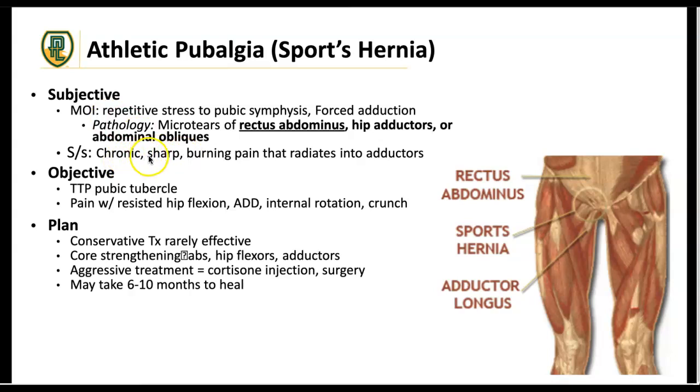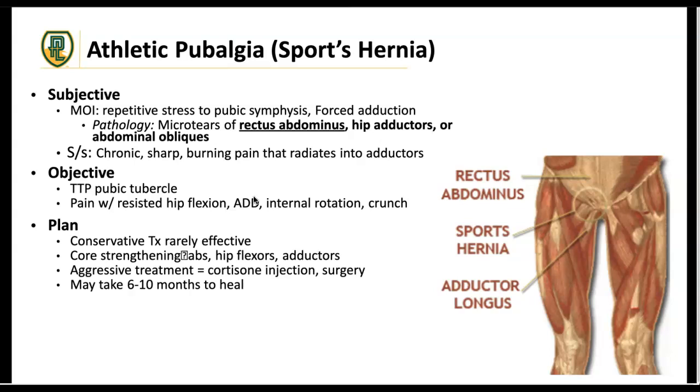Signs and symptoms: chronic, sharp, burning pain that radiates into the adductor region. And then we can also see that they might have pain at the pubic tubercle, right? So what do we do to see if it's a sports hernia? They're most often going to have pain with resisted hip flexion, adduction, internal rotation, and a crunch. So imagine having them lift up the injured side of their leg, flex the hip, adduct, internally rotate, and crunch all at the same time.